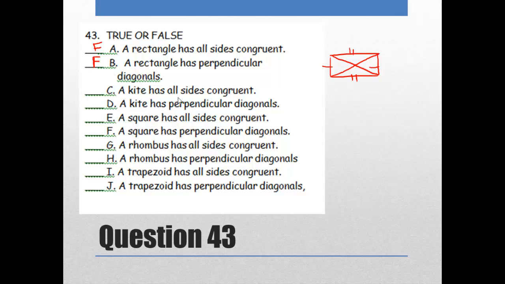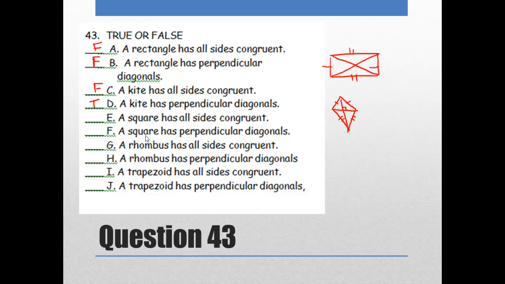A kite has all sides congruent. Well, it doesn't have to. Well, false. Usually these are congruent. A kite has perpendicular diagonals. There we go. Yeah, that one's true. Like the crossbars on a real kite. Finally, one that's true.